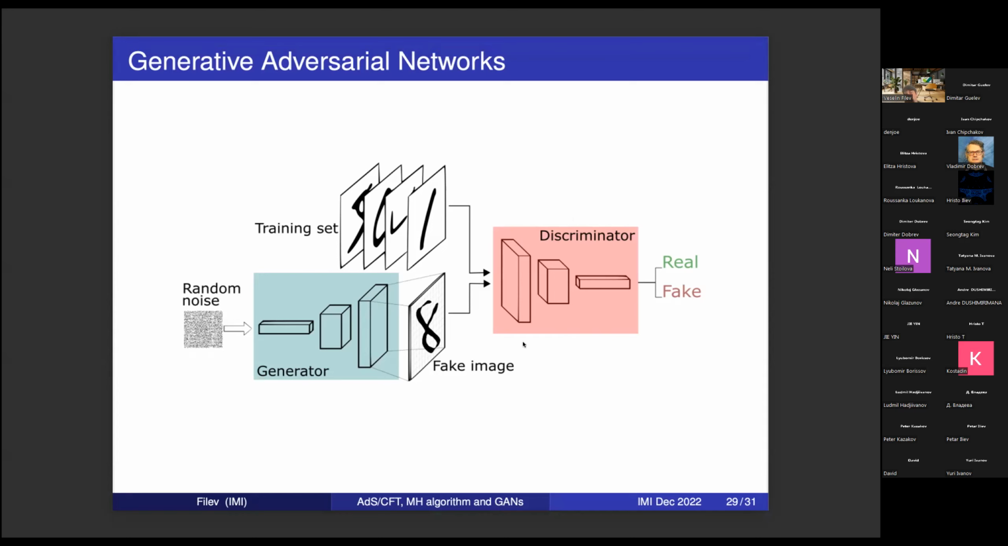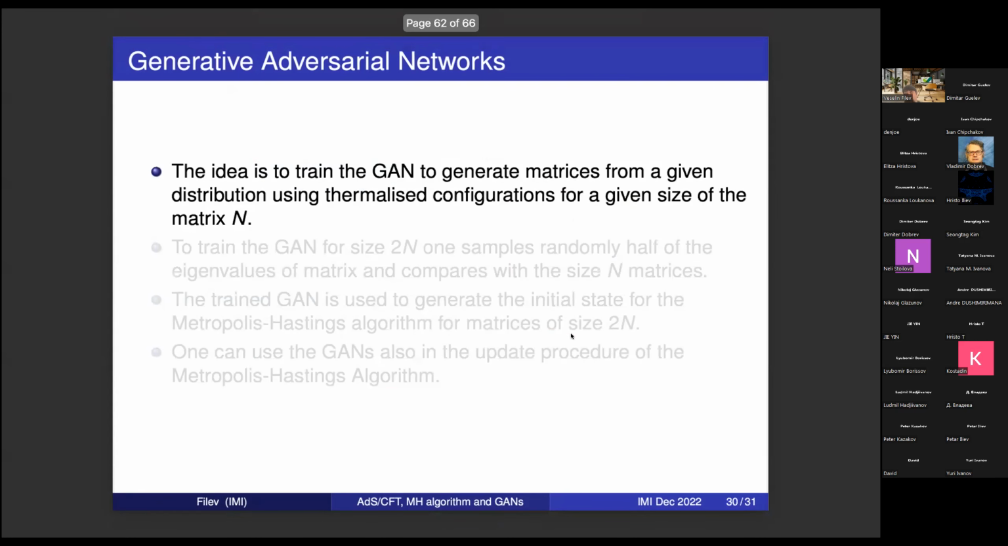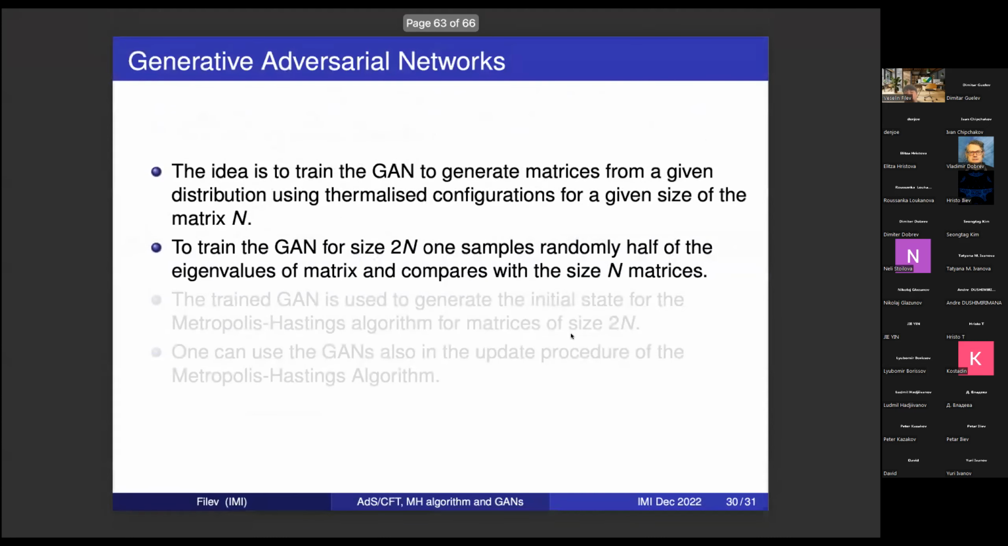And then the idea is to now use this to improve the algorithm. Let me describe how. The idea is to train the GAN to generate matrices from a given distribution using thermalized configuration for a given size of the matrix N. Then how do you do that? You ask the GAN to generate matrices of size 2N. Then you take the eigenvalues of the generated matrices and you undersample them. You take just N of them, and you compare them with these eigenvalues here of the classifier, and you train.